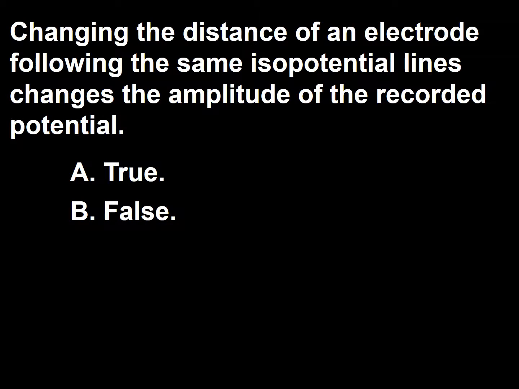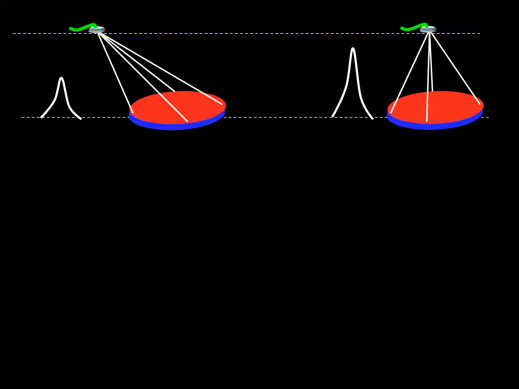Next question. Changing the distance of an electrode following the same isopotential line changes the amplitude of the recorded potential. A true, B false. This frame represents the changes in the wave amplitude corresponding to the area of the effective solid angle. When the area is viewed by an electrode at the side, the wave will be smaller than when it is viewed by an electrode right on top of it or center to it.